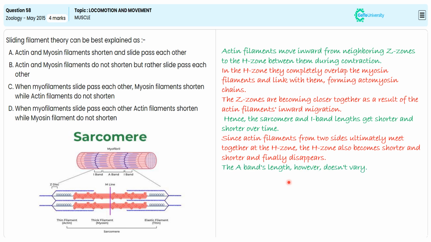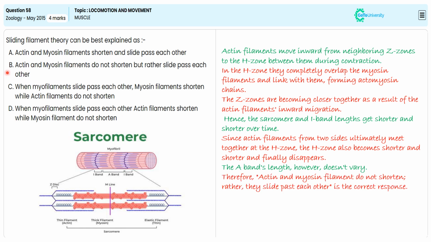Therefore, actin and myosin filaments do not shorten, rather they slide past each other, which is the correct response. With this specification, we are choosing option B as the correct answer to secure 4 marks after avoiding options A, C and D.